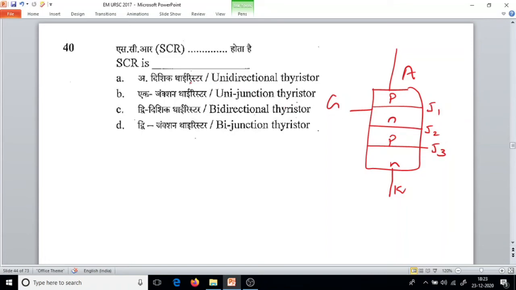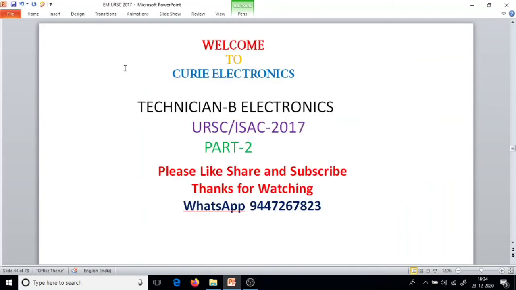The question is what? SCR is a unidirectional thyristor? Unijunction thyristor? No, it's not unijunction. It has got 3 junctions. Bidirectional thyristor? No, that's the triac, which is bidirectional. Bijunction thyristor? No. It has got 3 junctions. So the answer is a unidirectional thyristor.